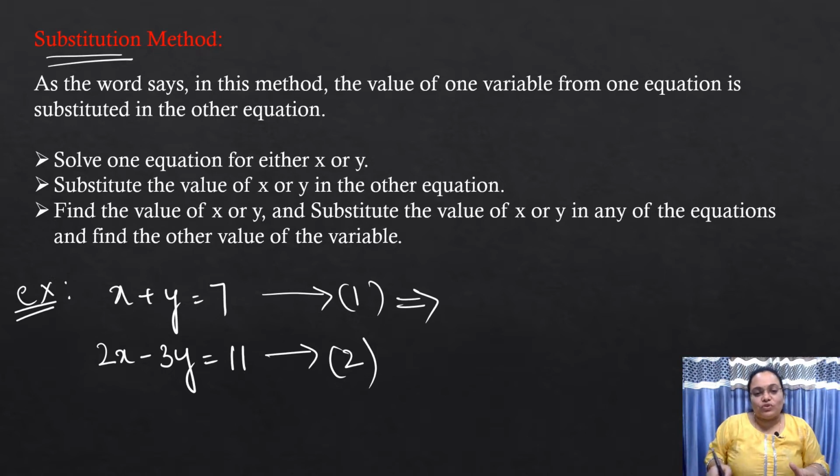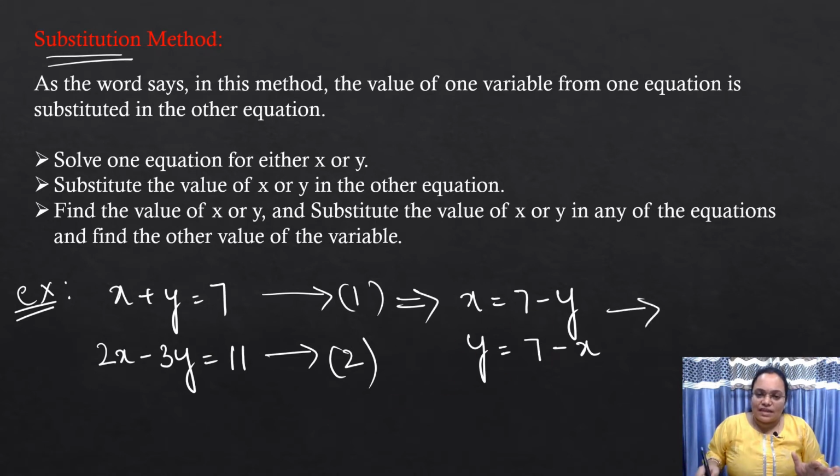Okay. So if you solve for x, you will get x = 7 - y. You will just send this plus y to the RHS, it becomes minus y. If you want to solve for y, it will be y = 7 - x. When you solve for x and y, you will take these equations as equation 3. Clear till now?